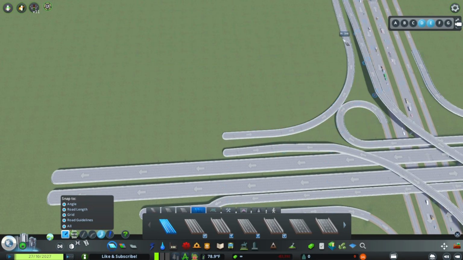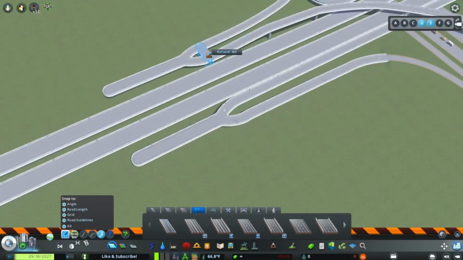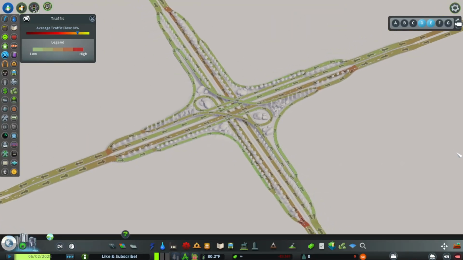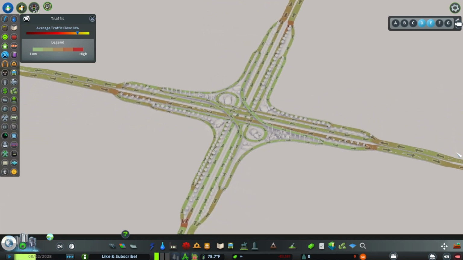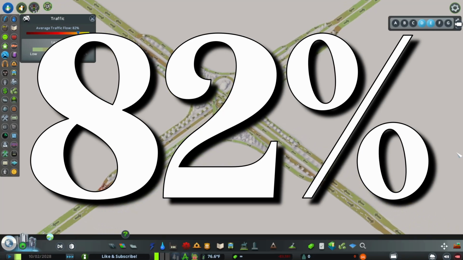So you're probably wondering if my claim that it eliminates traffic is true. Well, I've got the receipts here. On this interchange testing map, with infinite and unlimited traffic coming at it from all directions, the traffic flow tops out at about 82%, which is incredibly good.